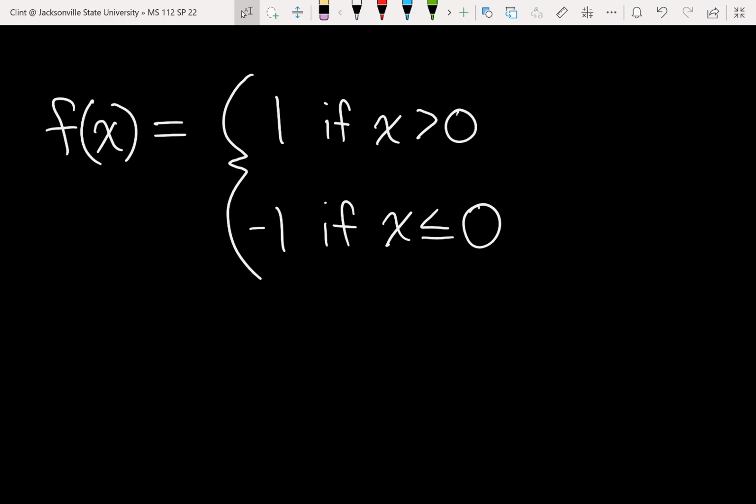So this one says if our x values are positive, our y values are going to be 1. If our x values are less than or equal to 0, our y values are going to be -1. If you really need to, you could try to plot some points. Like if we wanted to know f of 2, 2 is bigger than 0, so what's our y value going to be? It'd be 1. So we've got the point (2, 1) on the graph.